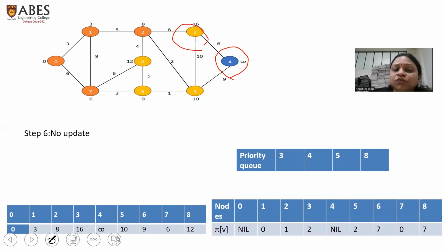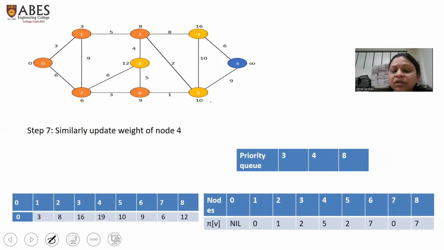4 is containing the infinity value. In that case, add the values 10 plus 9, that is 19. Currently, 3 is containing the weight 16. 10 plus 10 will get 20. So 20 is greater than 16. No need to relax the value of vertex 3. This will get updated.